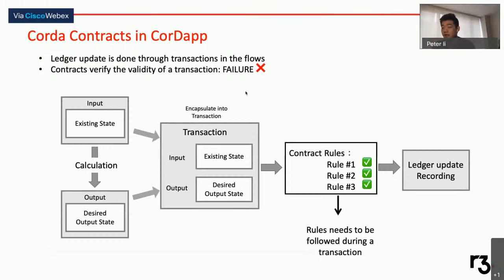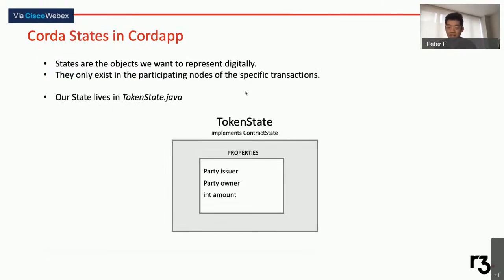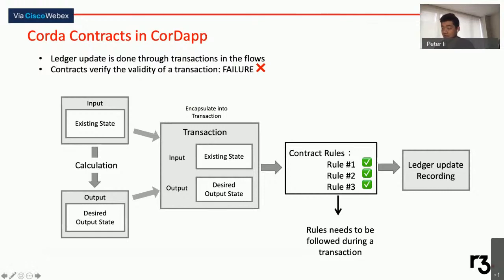And the contract verifies the validity of a transaction. So what that means is, when we're doing a transaction, we have the input, which is the existing state, and then we do some calculations, which later is the calculation in the flow, and then we will have a desired output state, and that output state is the output of the transaction, and then we encapsulate them into a transaction.